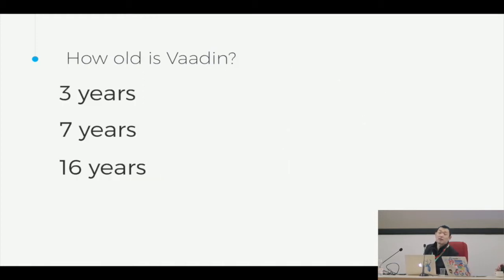And the second one, let's take another quick quiz. Do you know how old Vaadin is? To make it simple, I made there are only three options available. So 3 years, 7 years, or 16 years. 3 years, anybody? Nope. So 7 years? Okay. And 16 years? Okay, good. Actually, they are all correct.